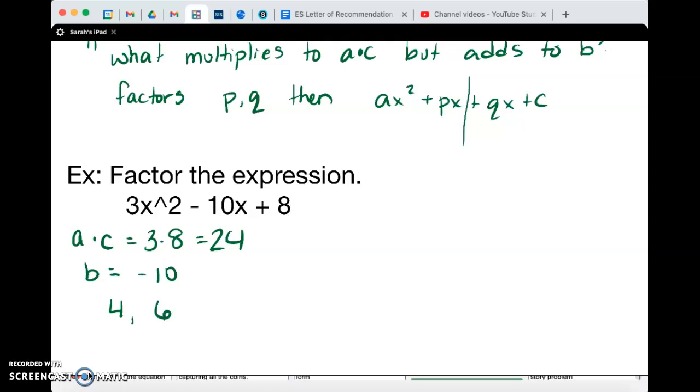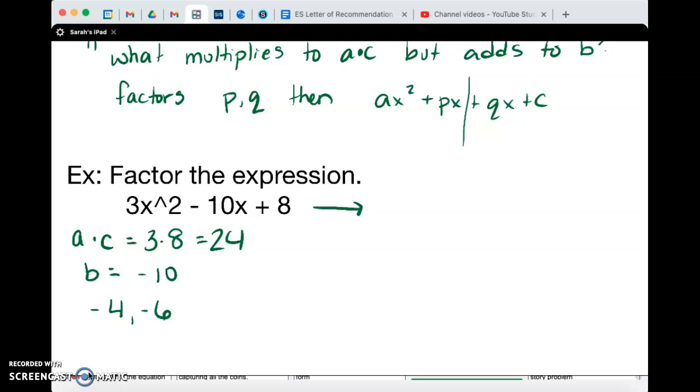If I add 4 and 6, I get a positive 10. So I need to make them both negative, because when I multiply them, I get a positive 24, and adding them, I get negative 10. These are acting as my P and Q right now. Before I'd write x minus 4, x minus 6 and be done. But that's not going to get our first term to multiply to 3x squared.